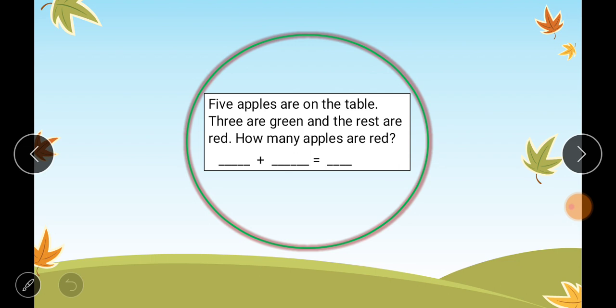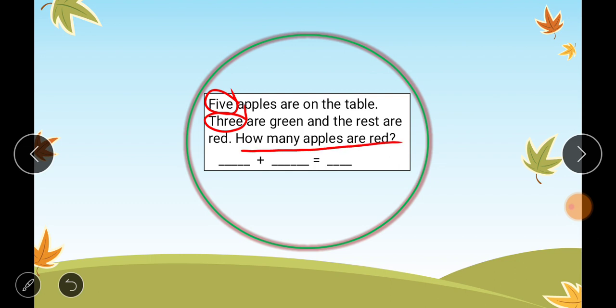How many apples are red? Think. What do we do first? Let's circle our numbers. What are the numbers we have? We have 5 and then we have 3. Good. So those are our numbers, and then we underline the question. The question is, how many apples are red?